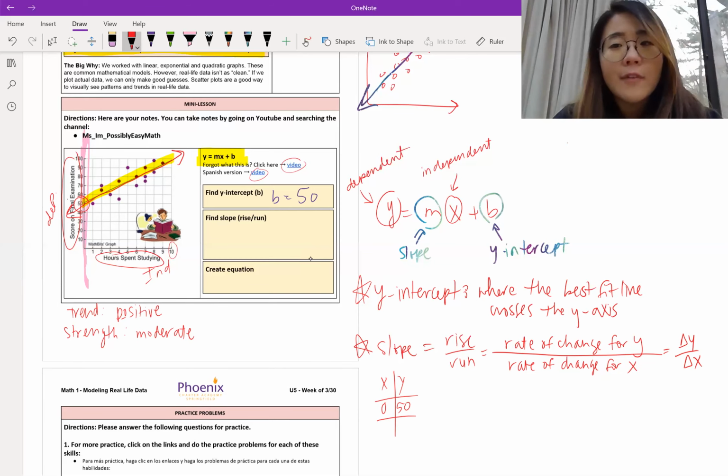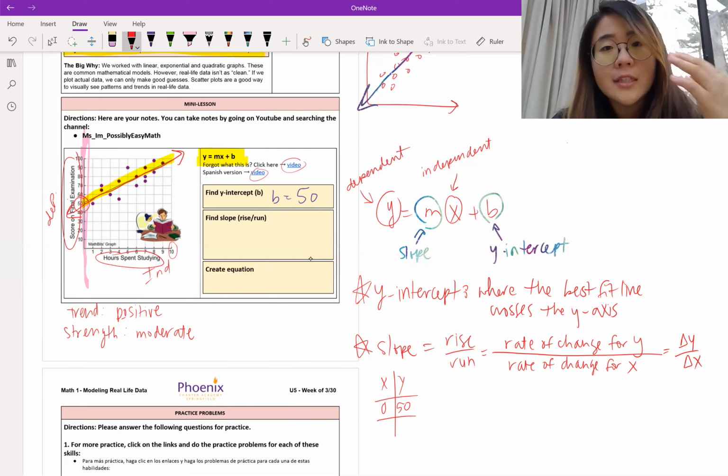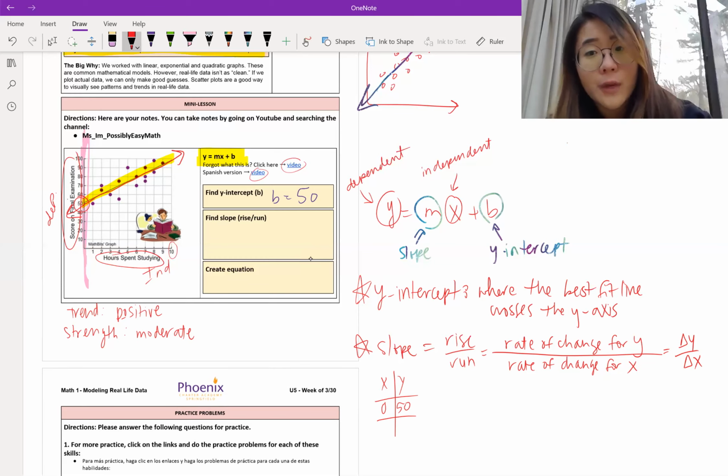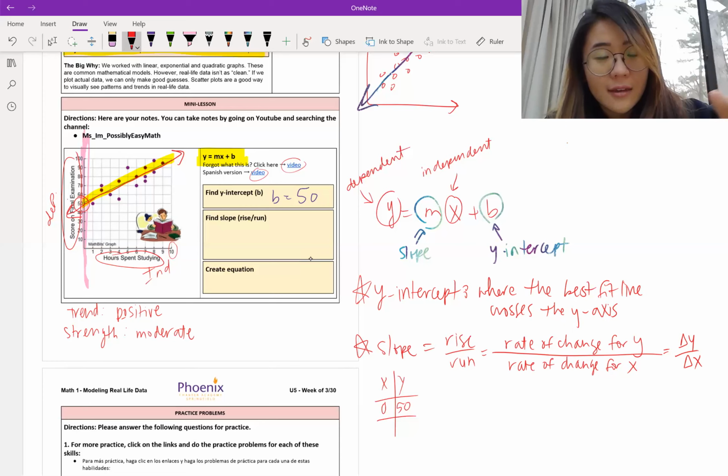Now, you do not have to use a data point, okay? You don't have to use the purple points on the graph. You want to find a point that's on the red line. You want to use a point from your best fit line because you're trying to find an equation for your best fit line. So don't worry, at this point, pretend like the data points aren't even there. You're just literally looking at the line, okay?